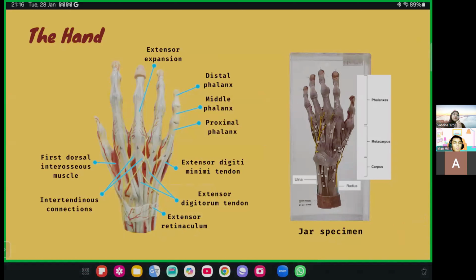Muscles such as the first dorsal interosseous and tertius allow fine movements, including abduction of the fingers. And the image on the right shows a preserved jar specimen, highlighting the deep structure of bones, tendons, and connective tissues that give the hand its incredible range of motion and dexterity. So yeah, that's all from me. And I'll pass to the next person.